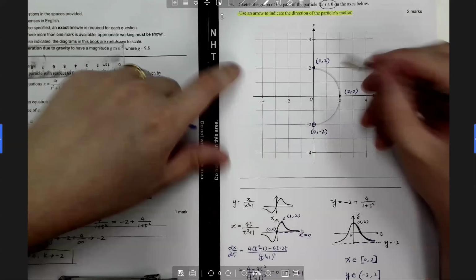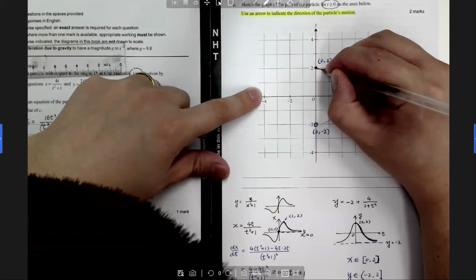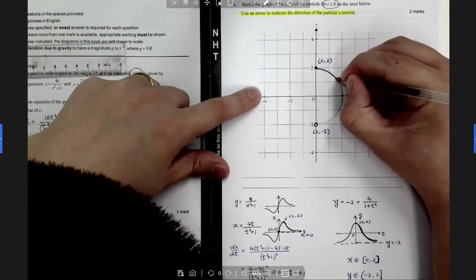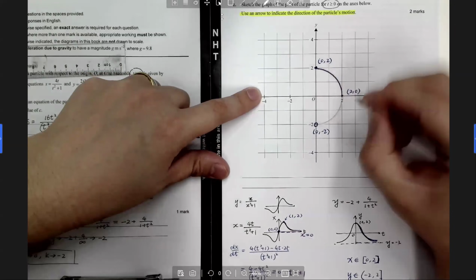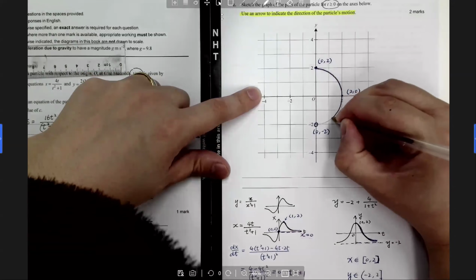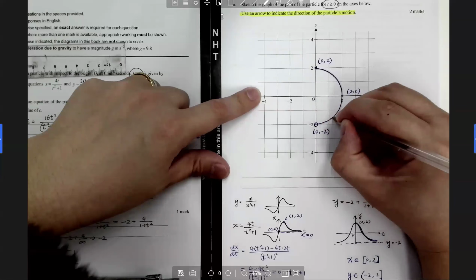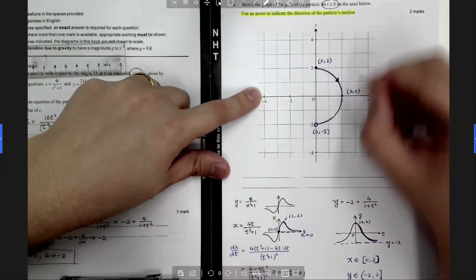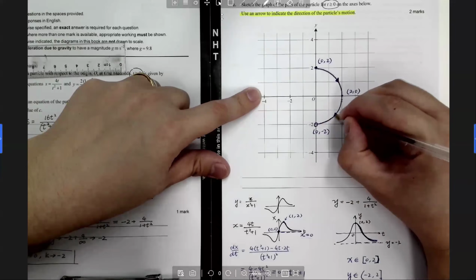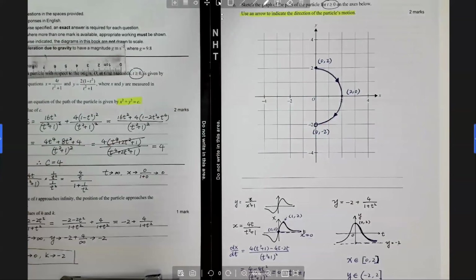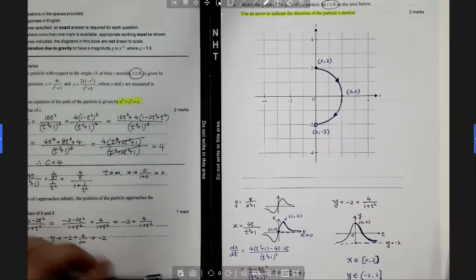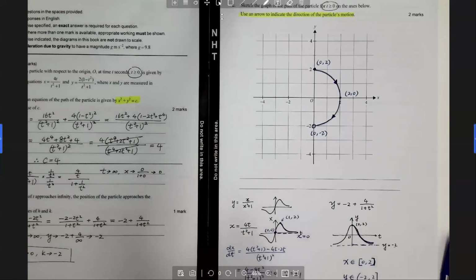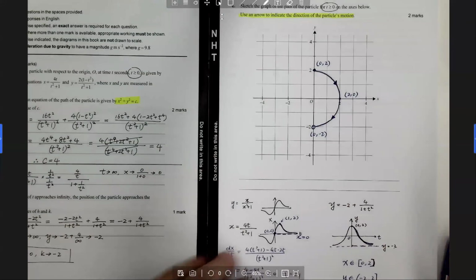And if I draw that up carefully, and don't forget you need to indicate the direction using an arrow. So I think it's this direction. Okay, that's the direction of the path. Okay, so I'll move on to the next part. Let's have a look at our next page. The next page, I believe. Okay.